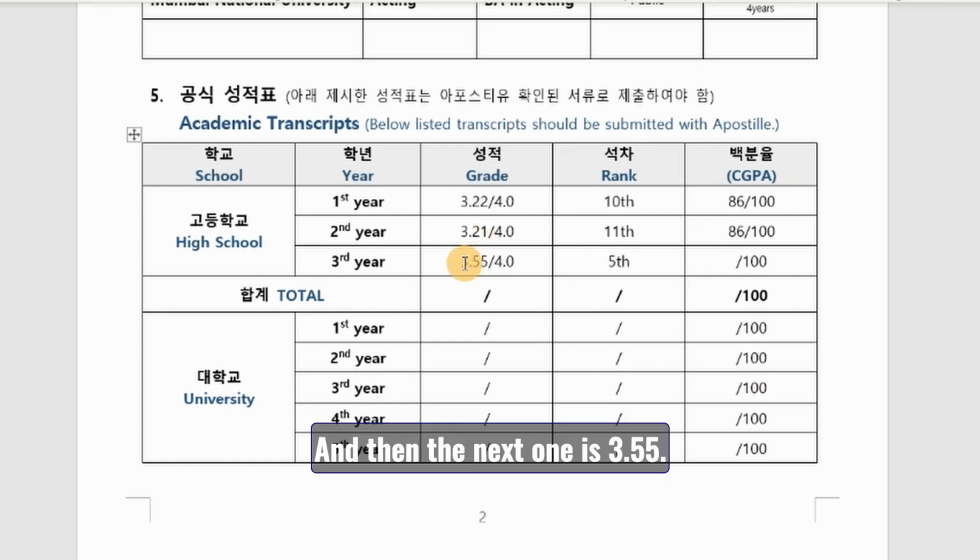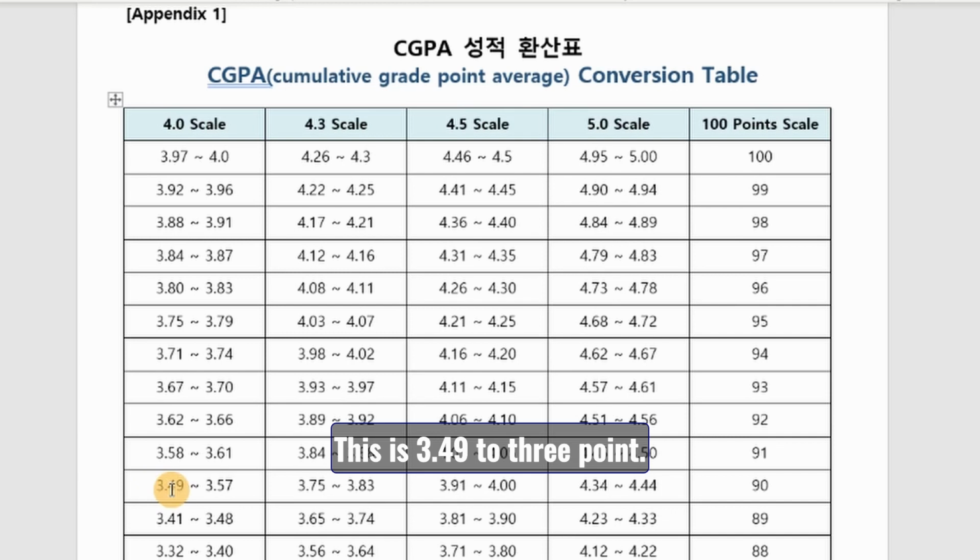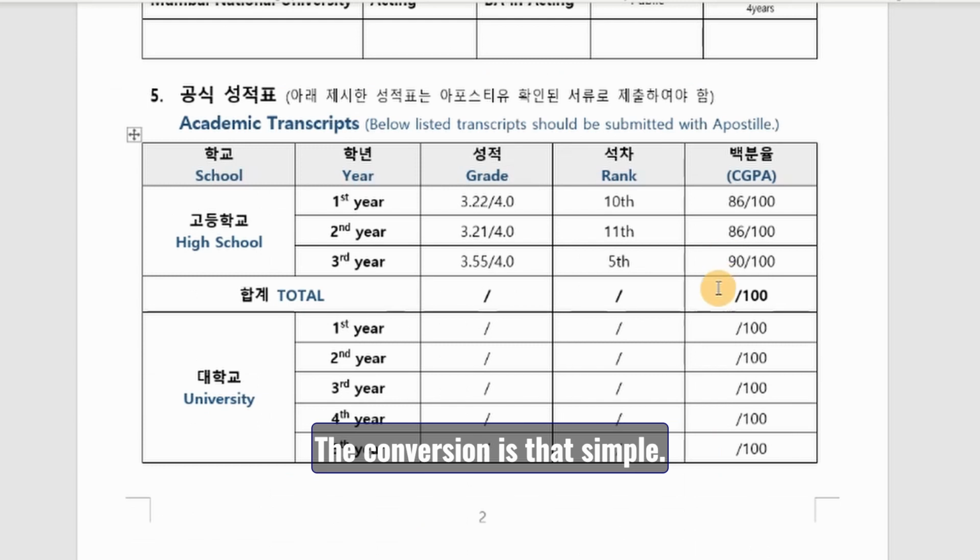And then the next one is 3.55. This is in the 3.49 to 3.57 range. That will mean you had 90. The conversion is that simple.